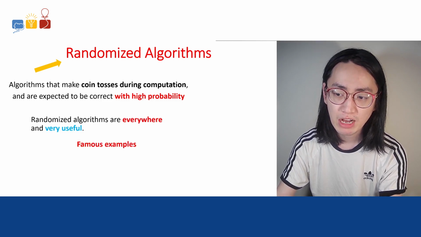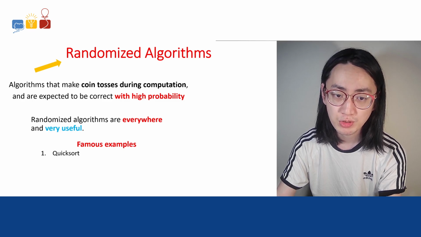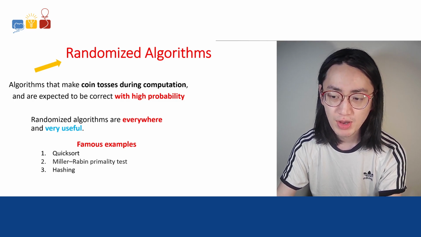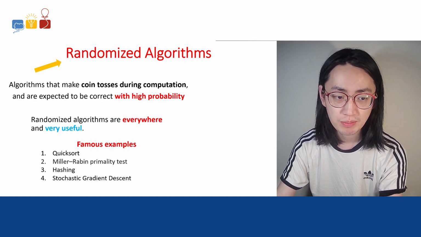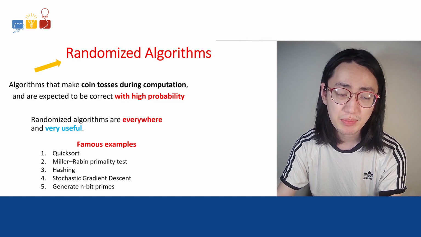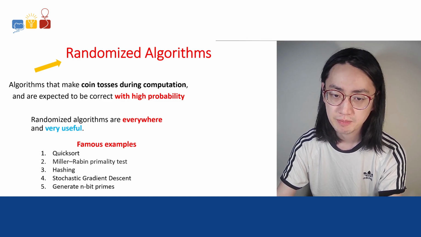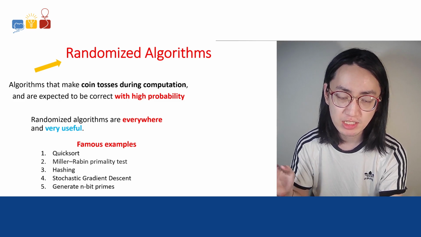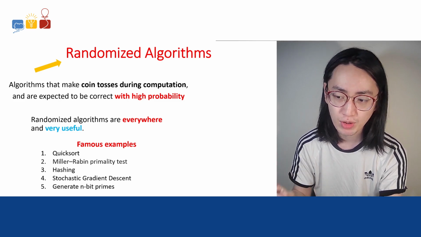Famous examples of randomized algorithms include the quicksort algorithm for sorting numbers, the Miller-Rabin primality test for testing whether a number is a prime, hashing for checking whether two strings are identical, stochastic gradient descent for machine learning, and also the problem of generating an n-bit prime. For the problem of generating an n-bit prime, a simple randomized algorithm can just keep generating n-bit integers until it hits a prime. One can show this takes polynomial time with high probability.